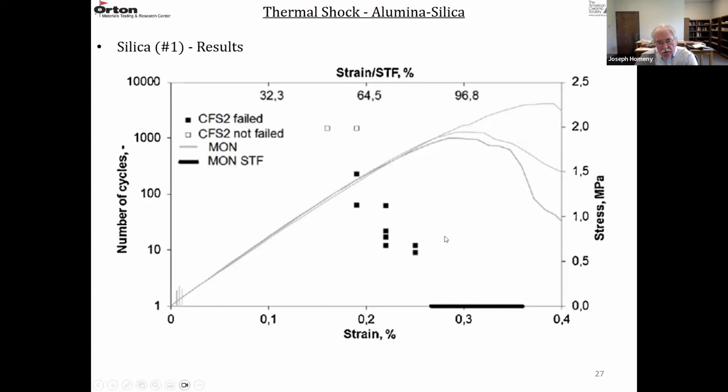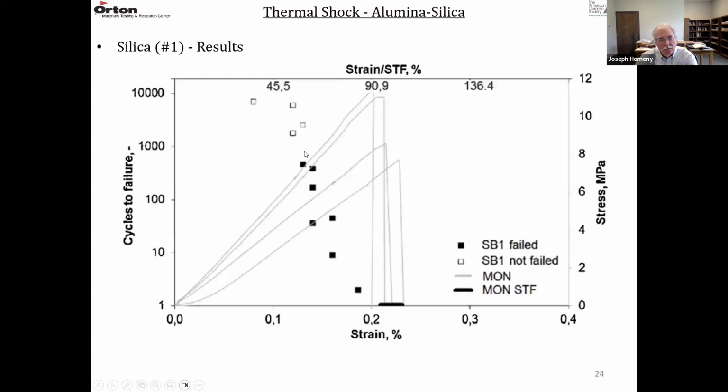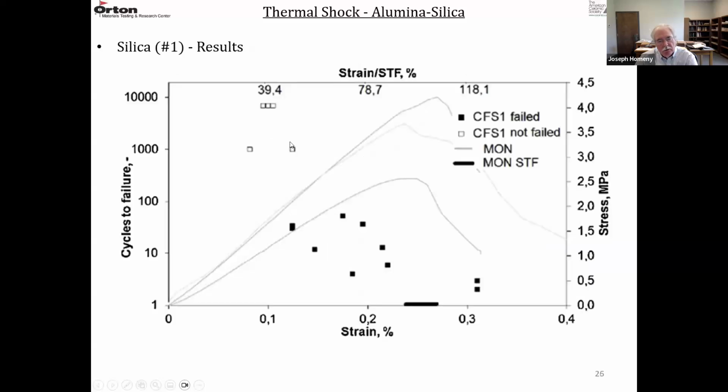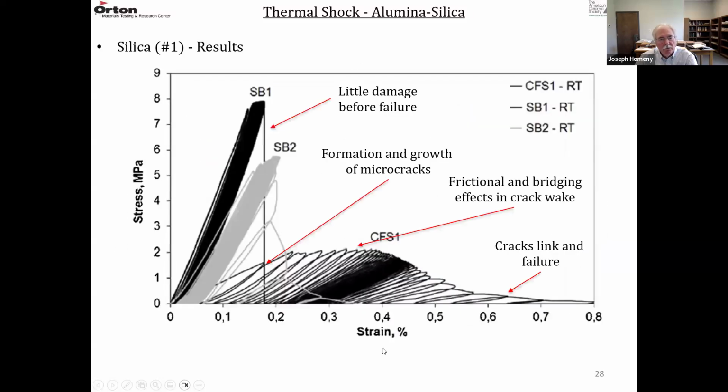So if you look at the stress-strain curve, you see the failures are taking place under these curves here, and the non-failure is above these curves. So they summarize this behavior on this graph here: stress versus strain. SB1 and SB2 are the crystalline silica bricks. CFS1 is a crystallized fused silica brick.